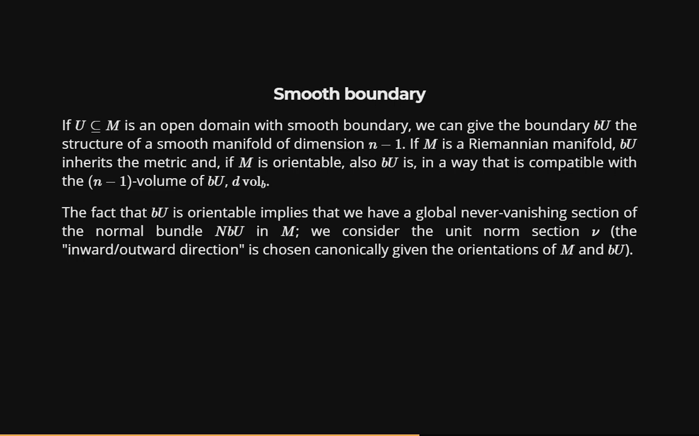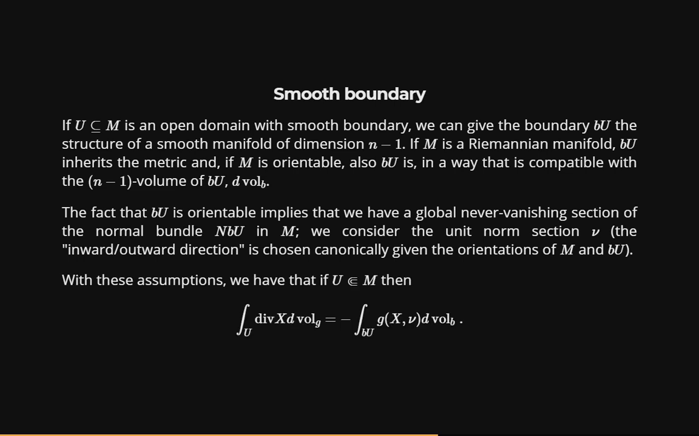Again, if the boundary is orientable, we have a never-vanishing section of the normal bundle, and we can consider the unit norm section, nu, inward or outward, depending on your choice of signs. With these assumptions, if U is a compact open set in M with a smooth boundary, the integral on U of the divergence of X in the volume is minus the integral on the boundary of U of the scalar product between X and the normal.